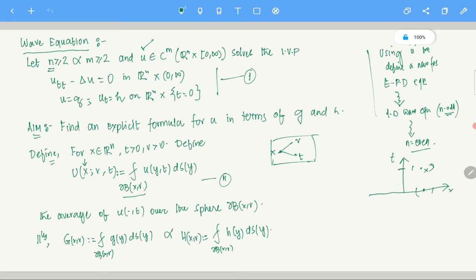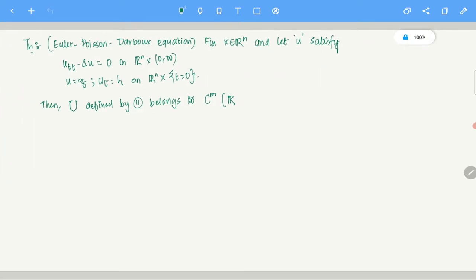So r varies between 0 and infinity, and t varies between 0 and infinity. Okay, so this is in R plus, the bar of that, so 0 to infinity times 0 to infinity. Clear? Okay, and it solves this equation. So capital U belongs to Cm, so this is an m times differentiable function.